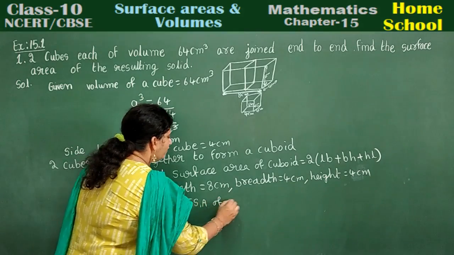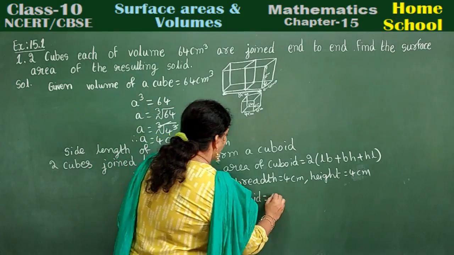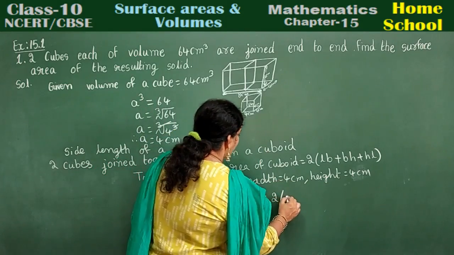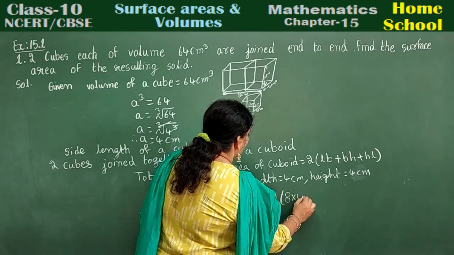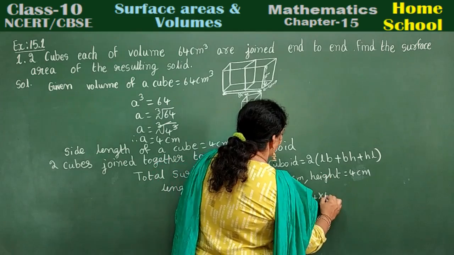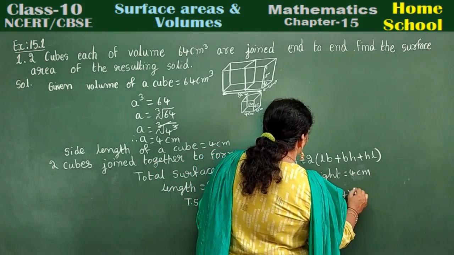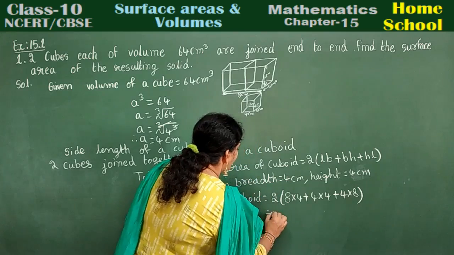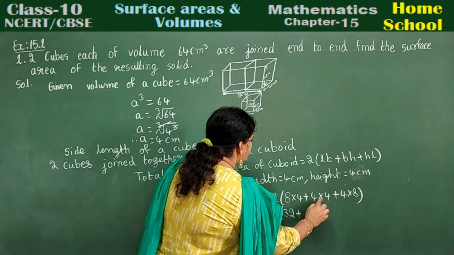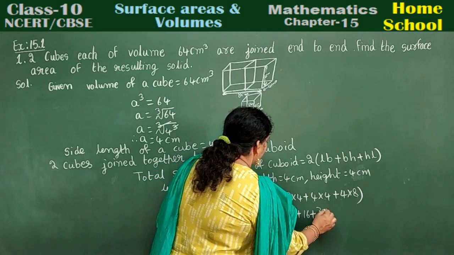TSA of cuboid. TSA of cuboid is equal to 2 into (LB + BH + HL). LB means 8 into 4, plus BH 4 into 4, plus HL 4 into 8. 8 fours are 32, 4 fours are 16, 4 eights are 32.